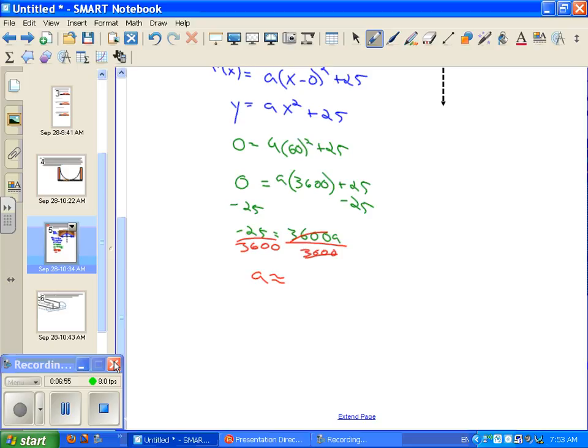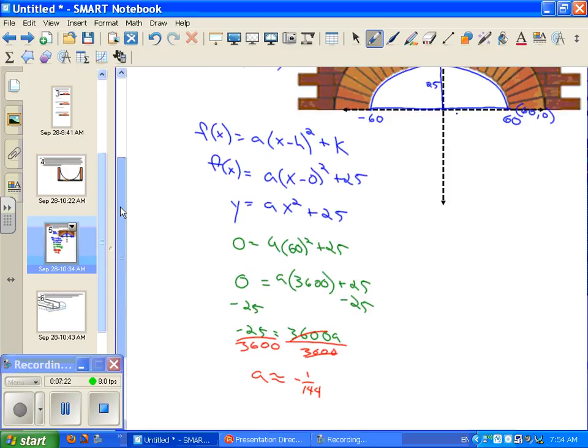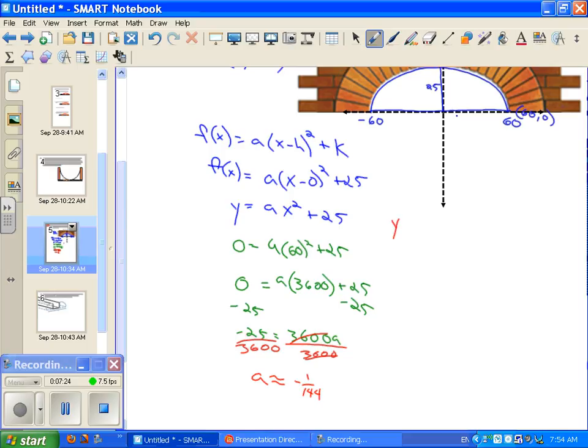All right, and then I want to know how many times 25 goes in there. 144. So I'm going to get negative 1 over 144. Now, does it make sense that my a is going to be negative for this parabola? How come? Because it's going down. Yeah, it's a parabola that's opening down anyway, so it makes sense that it better be negative. All right, so now we know that my formula is y equals negative 1 over 144 x squared plus 25.